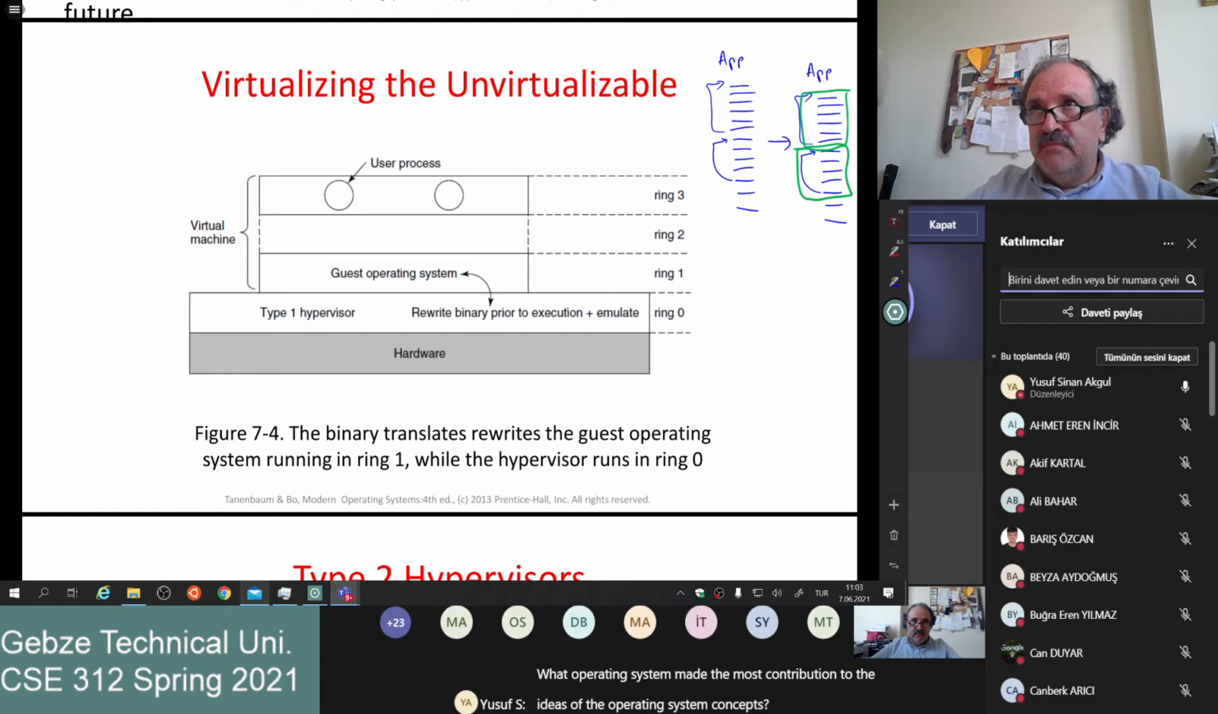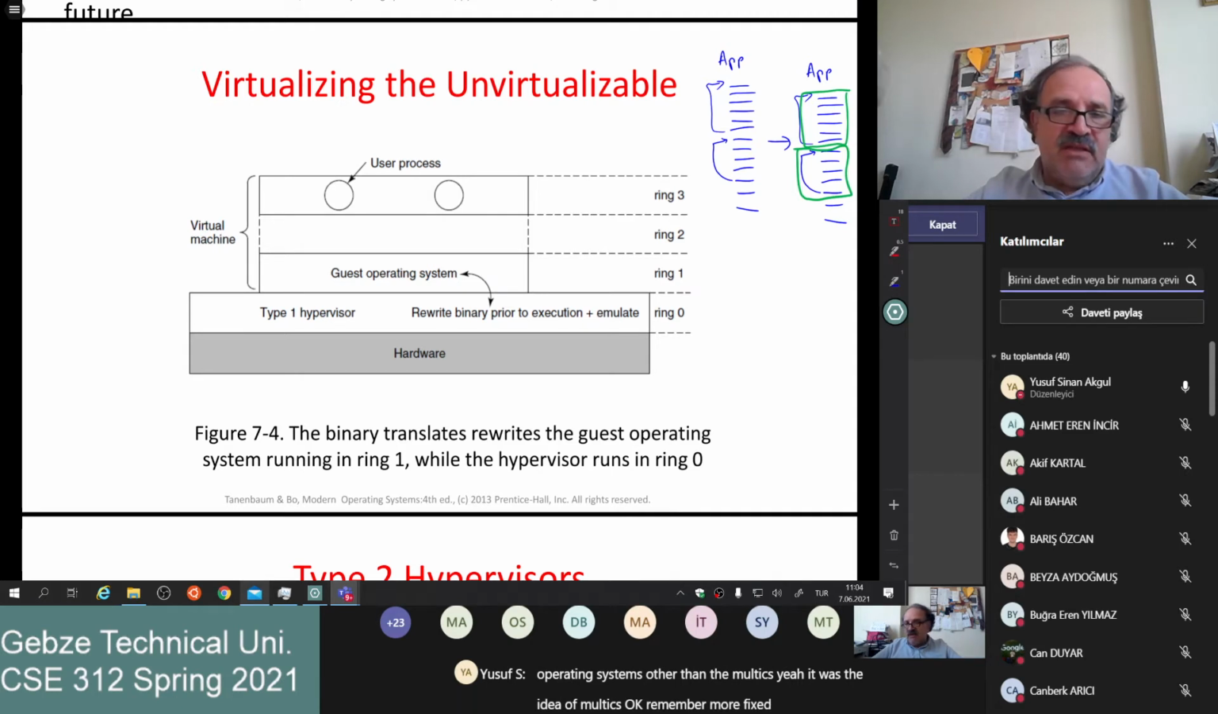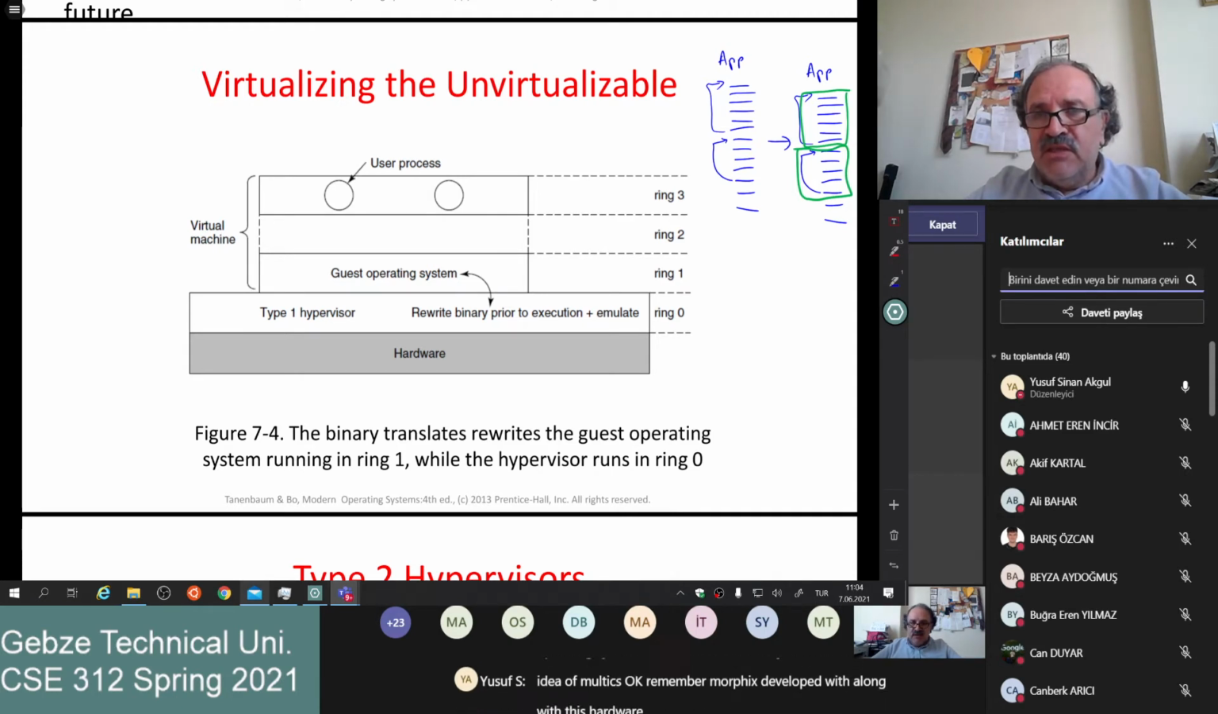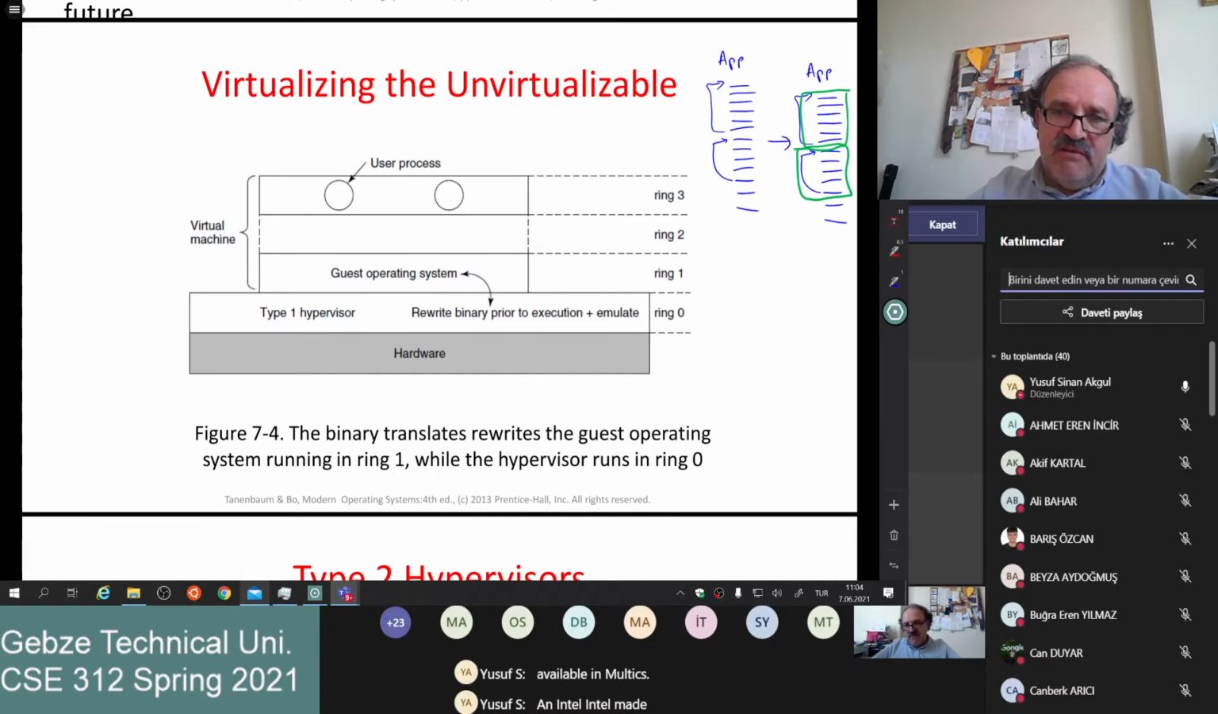Is it Multics? Yes, Multics. Good answer. We didn't talk about any other historical operating systems other than Multics. Multics was developed along with its hardware, and this ring structure was available in Multics. Intel made these ring structures available, but nobody had used them.